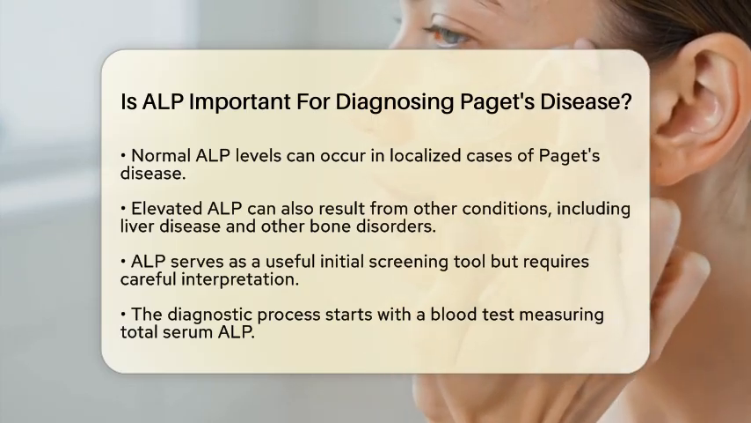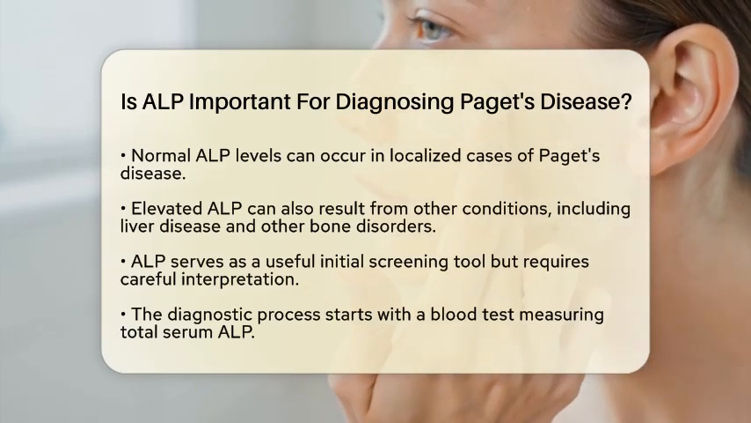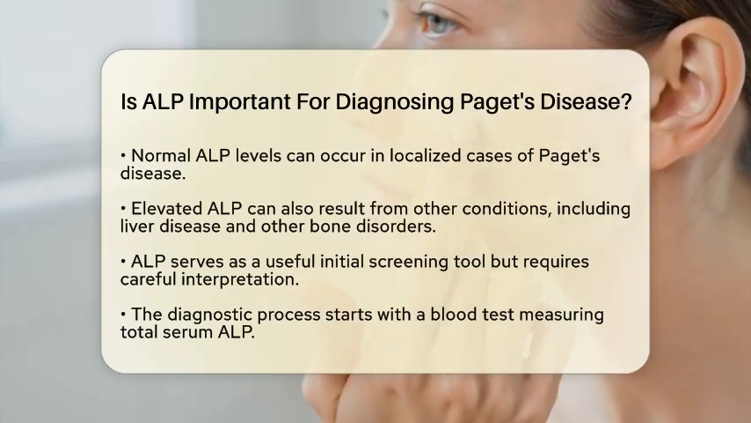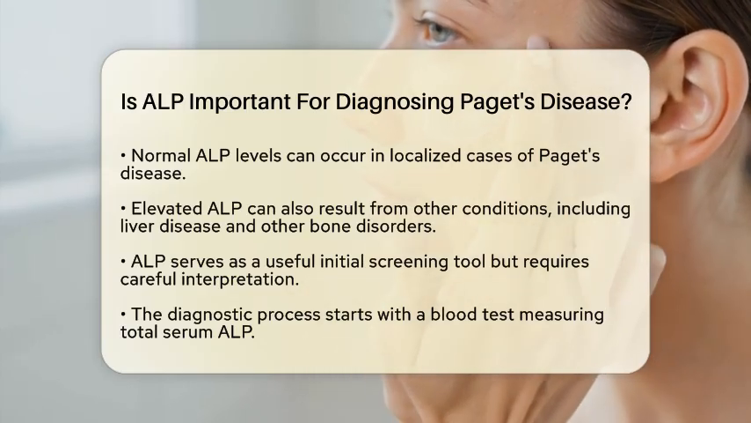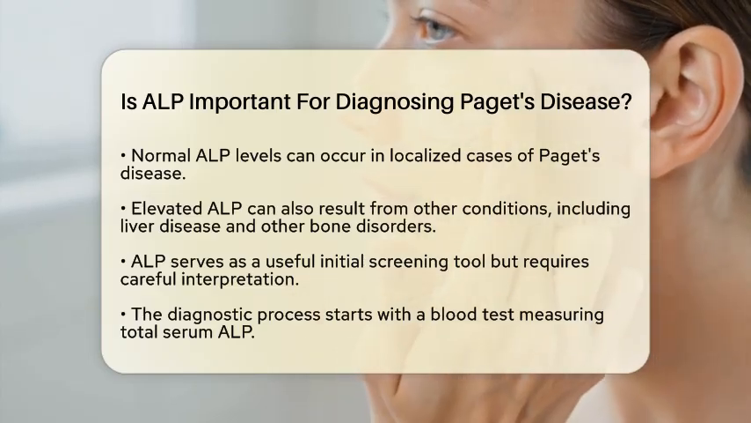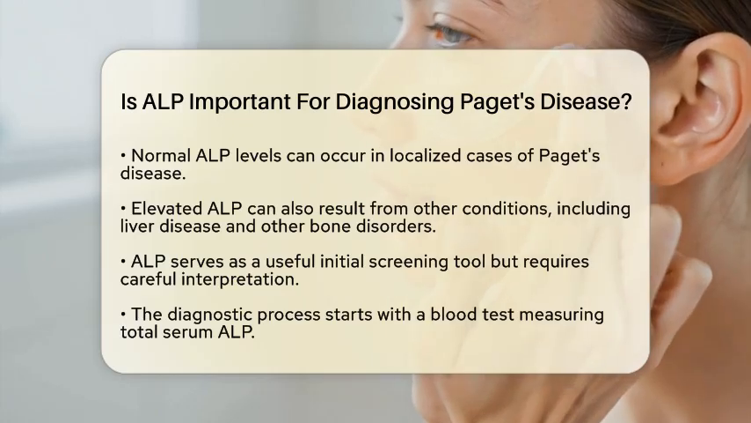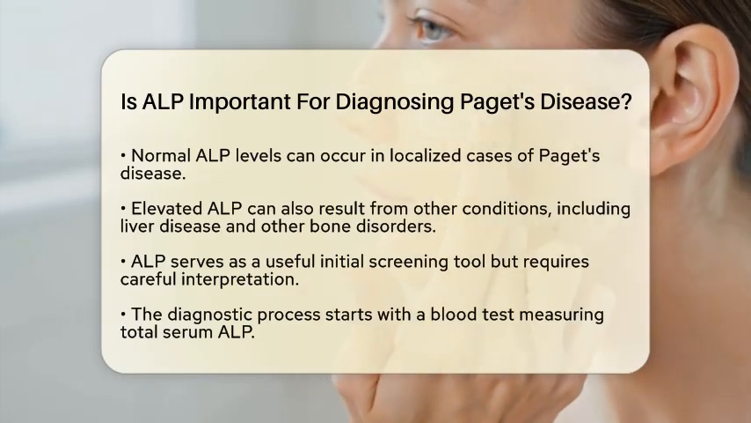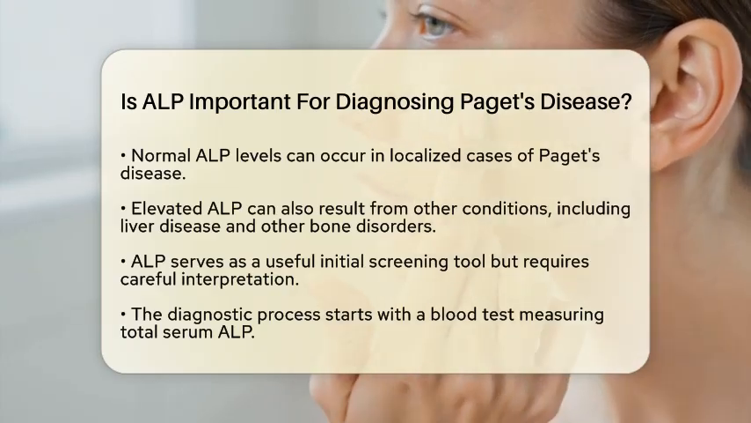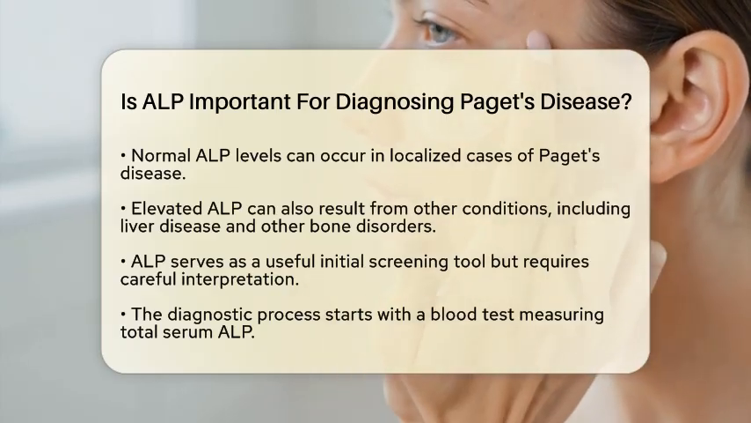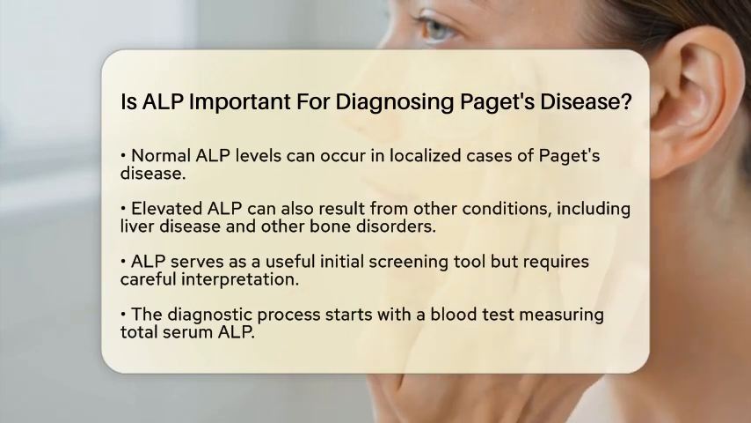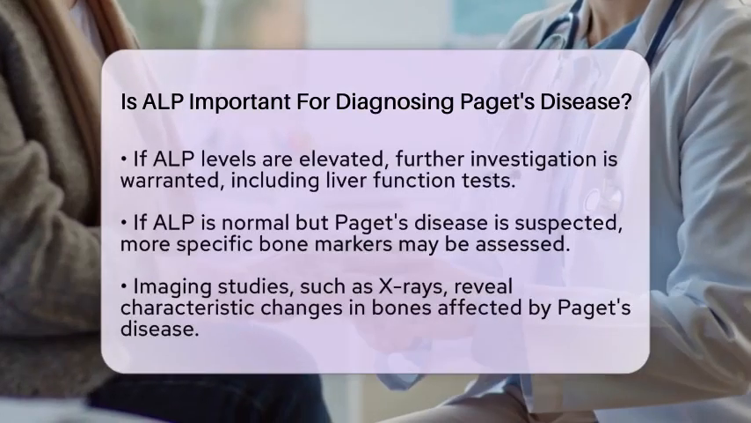The diagnostic process typically begins with a simple blood test that measures total serum ALP. If the levels are elevated, this raises suspicion for Paget's disease, but further investigation is needed. To clarify the source of elevated ALP, healthcare providers often perform liver function tests. If ALP levels are normal but there is still a strong clinical suspicion of Paget's disease, more specific bone markers may be measured. Imaging studies play a crucial role in confirming the diagnosis.